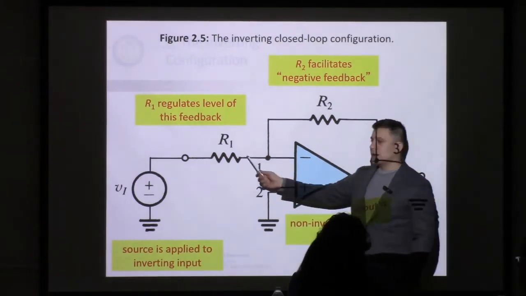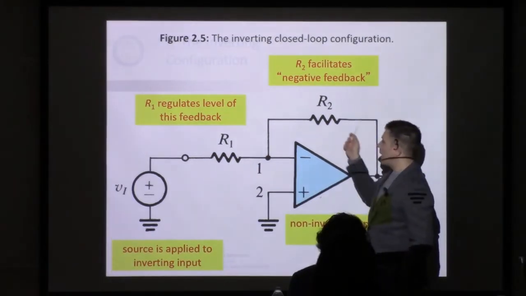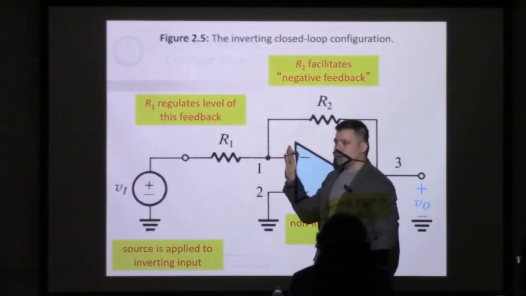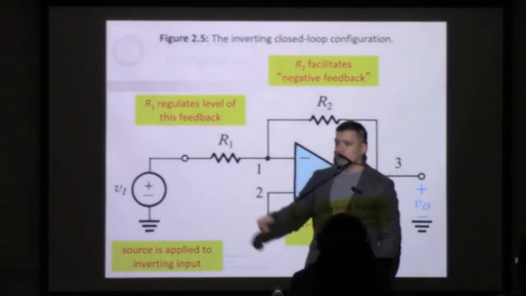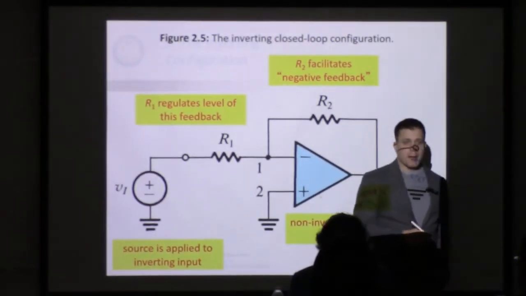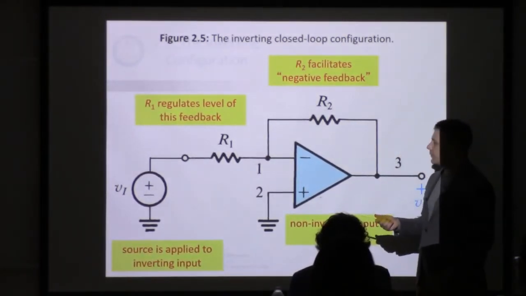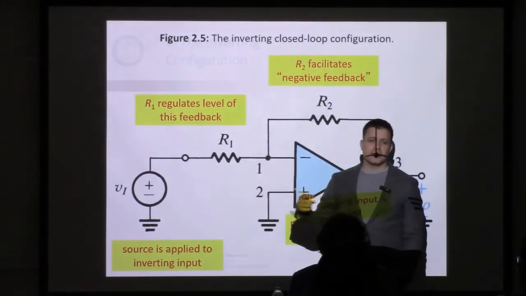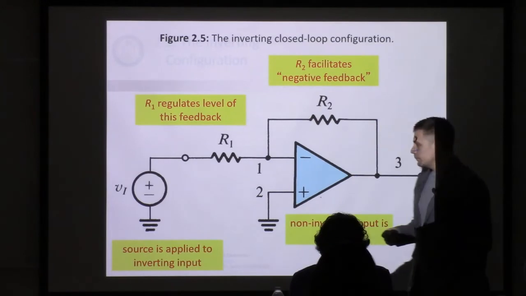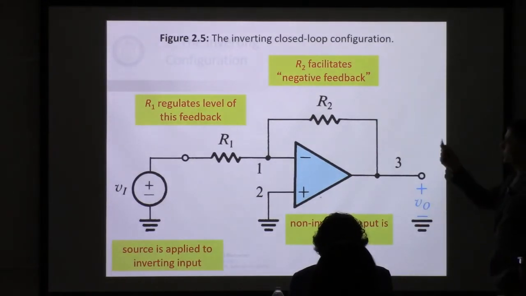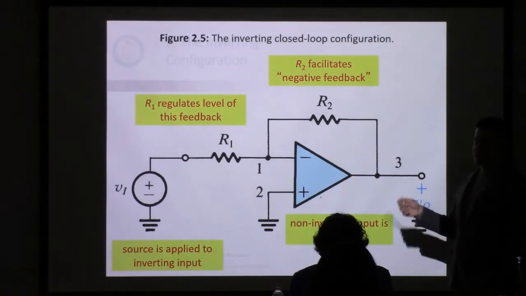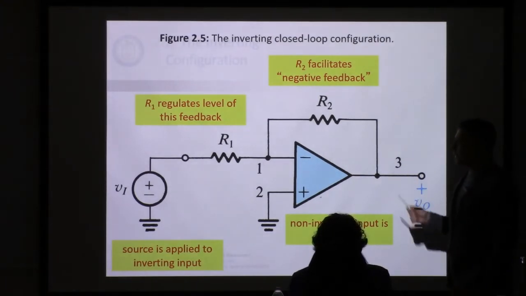Because if R1 is small, a lot of current can flow in this direction. If R1 is large, it's going to cause less current to flow along that path. That's just basic Ohm's law. Larger resistances mean less current flow. Smaller resistances mean more current flow. So that's the role of those two. R2 is that which facilitates the feedback. R1 regulates the level of the feedback.